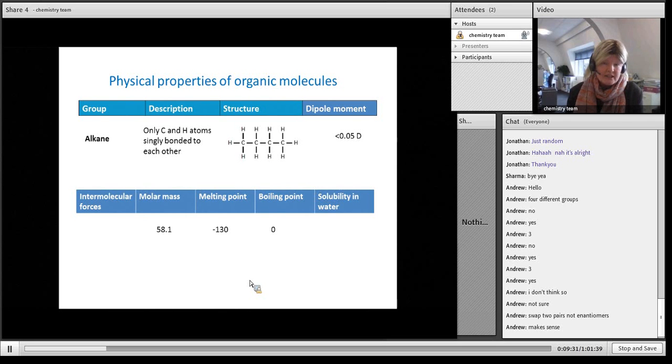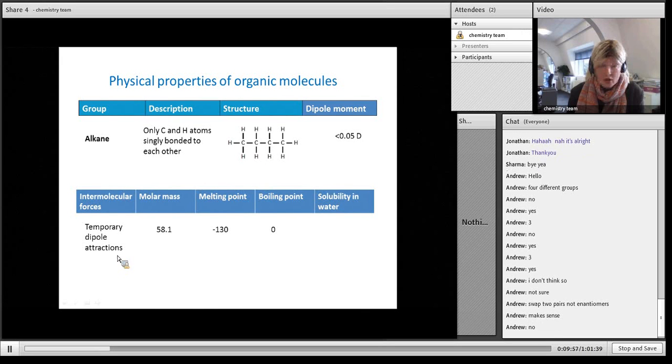So if I take an alkane, I've only got hydrogens and carbons singly bonded, and I've got a very, very small dipole moment. It's so small, we say this is non-polar. You always think of alkanes, oils, they're non-polar. Because they're non-polar, they only have temporary dipole attractions. And will it be soluble in water? No, correct. So that's sparingly soluble or insoluble.